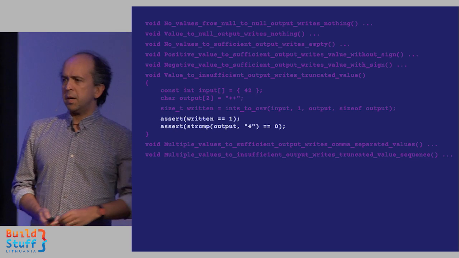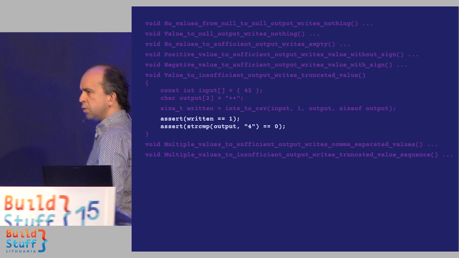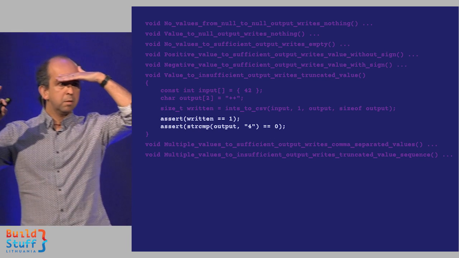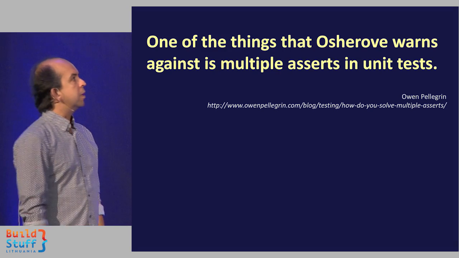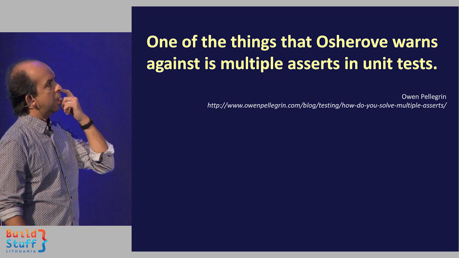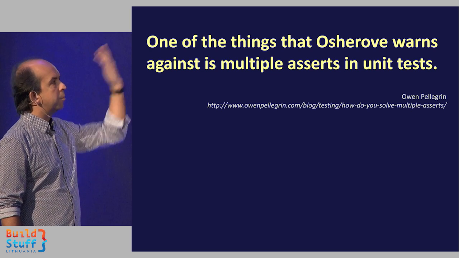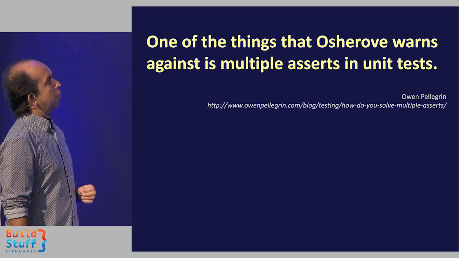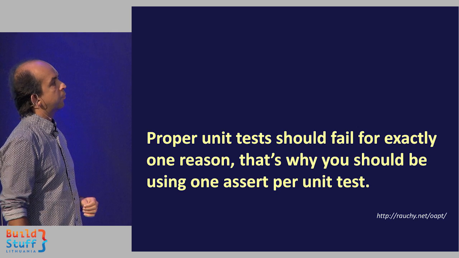Has anybody come across that guideline? It keeps doing the rounds, that guideline that says you should not have more than 1 assertion in a test case. Anybody come across that? Yeah, it's surprisingly popular. It's completely wrong. But it is fairly popular. I dug it up on a blog here. The reason I've chosen this blog is not because it does anything wrong, but because of one of the responses to it. One of the things that Roy Osherove warns against is multiple asserts in unit tests.